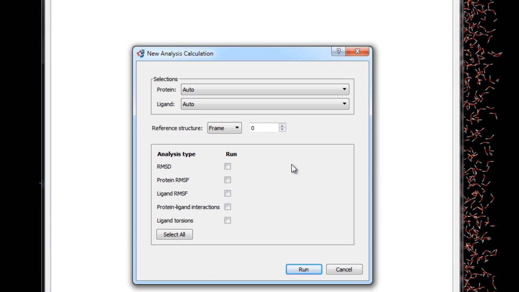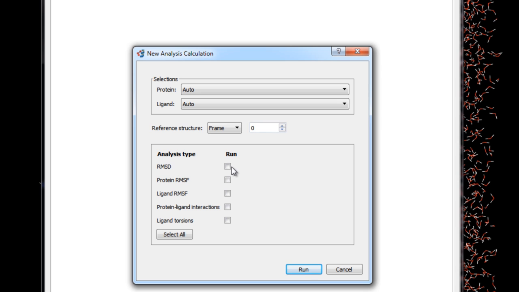Now here, it prompts us to choose the protein and ligand. We can either define the protein or ligand with the atom selection panel, or leave it on auto, which should automatically identify the protein and ligand. Here, we can choose the reference structure from either a frame or from a file. Here, we'll just leave it on frame 0, i.e. the starting frame, as the reference.